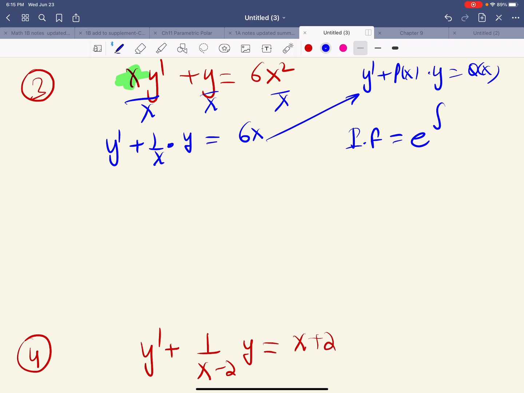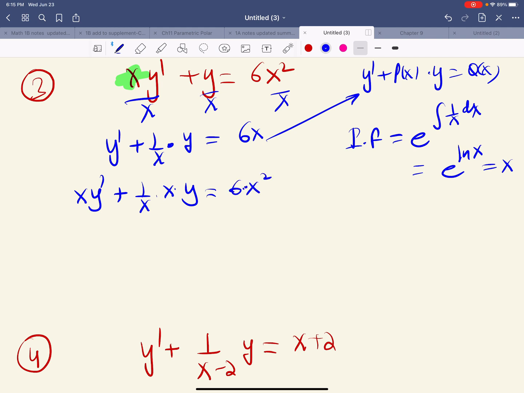The integrating factor will be e raised to the power integral of 1 over x dx, which turns out to be e to the power natural log of x, which is just x. Now multiply everything on both sides by x: x y prime plus 1 over x times y times x, which is x y prime plus y, is equal to 6x squared. Now if we look on the left side carefully, this is the derivative of the product x and y. If you perform the product rule, that is x times y prime plus y times 1.